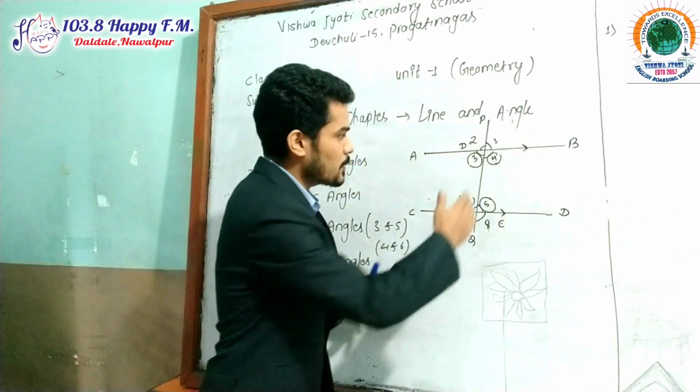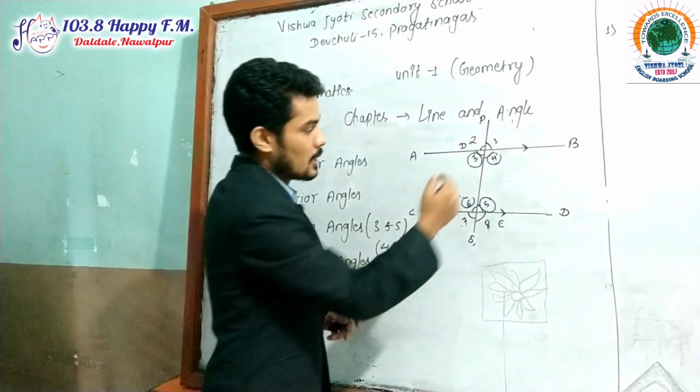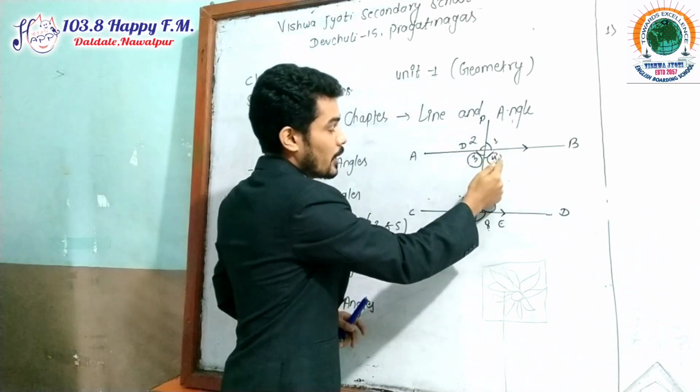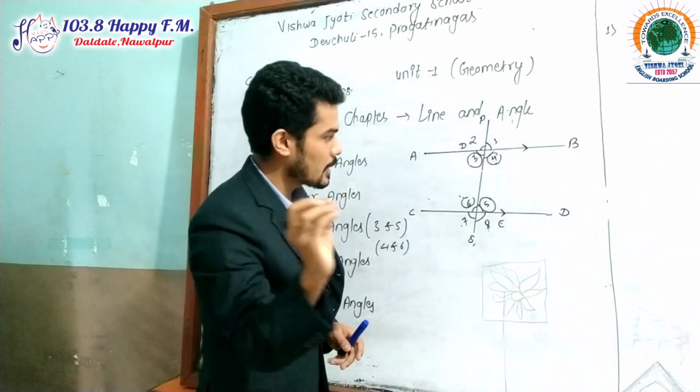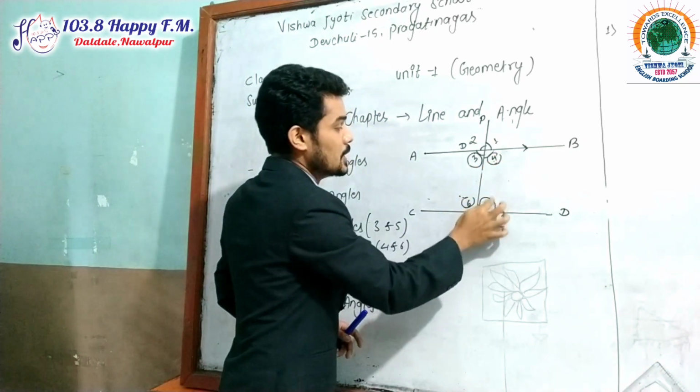Co-interior. Like, the transversal, this is the transversal. PQ is the transversal. So same side means either right side or left side. Like, I have told you interior angle. 4 and 5 are on the same side and they are the interior angles.